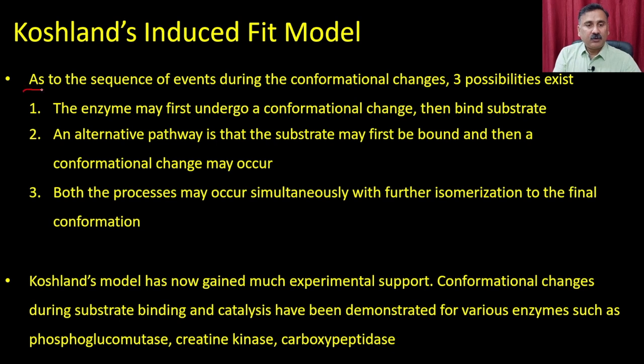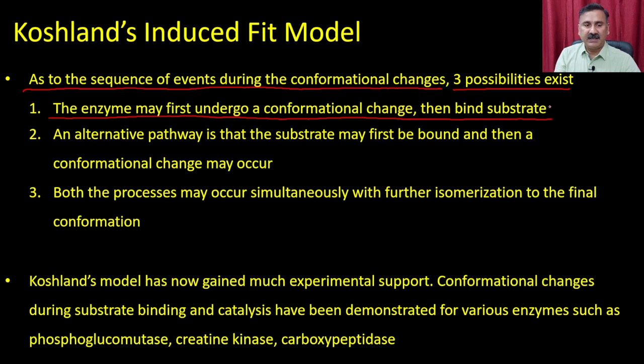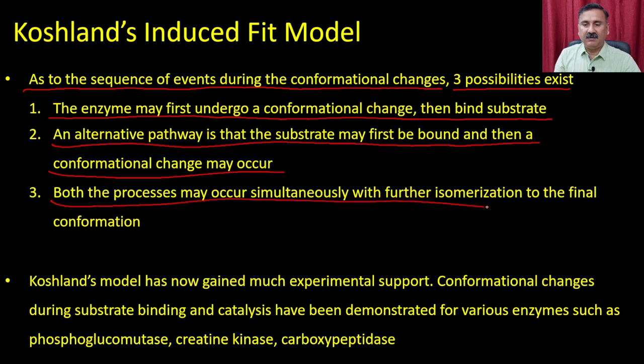As to the consequence of events during the conformational changes, there are three possibilities. The enzyme may first undergo a conformational change and then bind the substrate. An alternate pathway is that the substrate may first be bound and then conformational changes may occur. Both processes may occur simultaneously, with further isomerization to the final conformation.